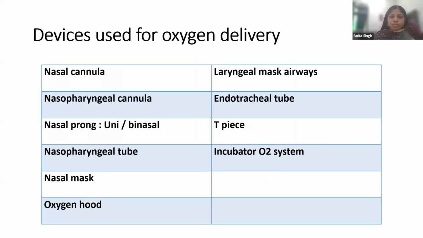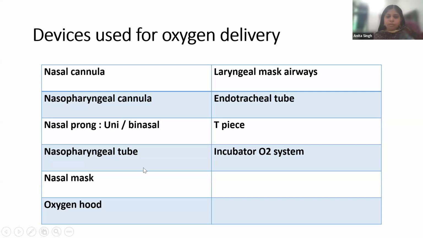So coming to the devices which are used for oxygen delivery, there are a lot of oxygen delivery devices in pediatrics, but in neonatology there are few. I will be discussing mostly all the oxygen delivery devices and emphasize those which are relevant to neonatology practice. The oxygen delivery devices include nasal cannula or nasopharyngeal cannula, nasal prongs, which can be uni or binasal, nasopharyngeal tubes, nasal mask, or oxygen hood. Then in an advanced setup, it can be delivered through the laryngeal mask airway, endotracheal tube, T-piece resuscitator, or incubators also.